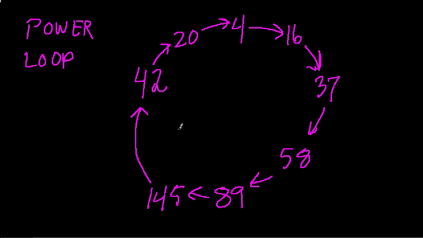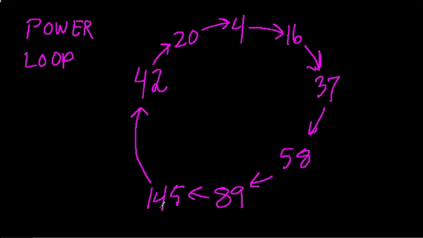Well, what if I picked another number? What if I picked 145? Then I start here in the loop. But could I pick other numbers as well and still end up somewhere in this loop? The answer is yes. That's what's so cool about this power loop. We pick any number, and eventually we'll join into something like this circle right here.